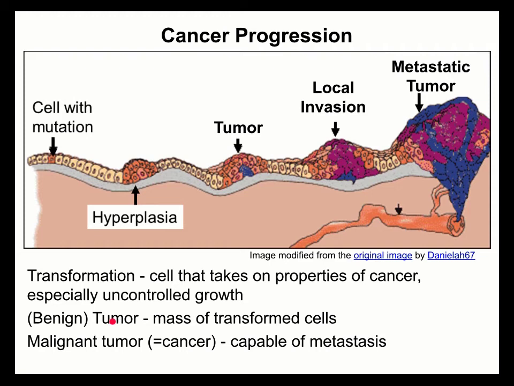A benign tumor is one that doesn't spread. That doesn't mean it's not dangerous. Imagine a benign tumor in the brain or other vital organ. That's a dangerous situation because it could impair the normal function of that organ. A malignant or metastatic tumor is one that is capable of invading other parts of the body.